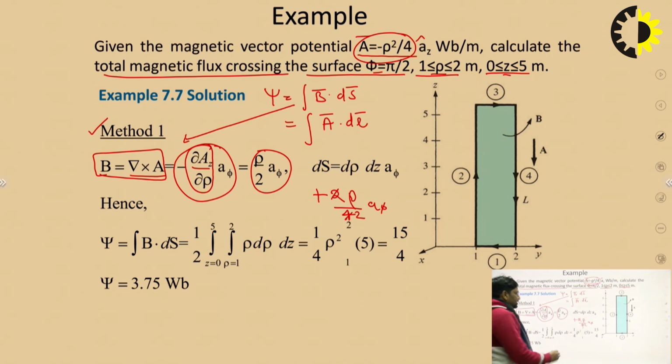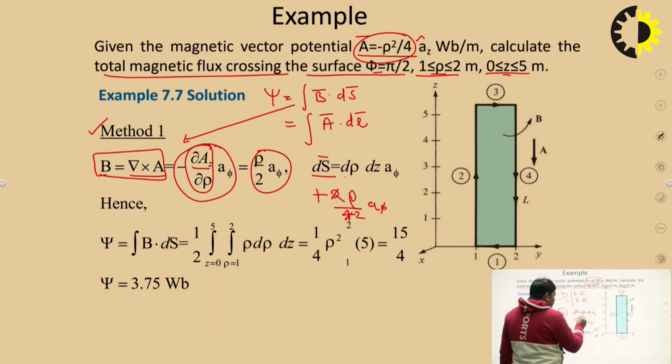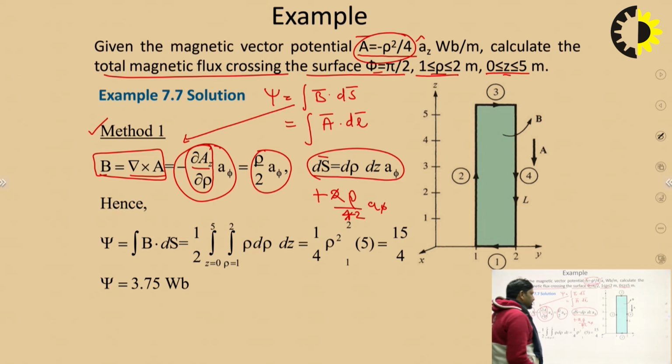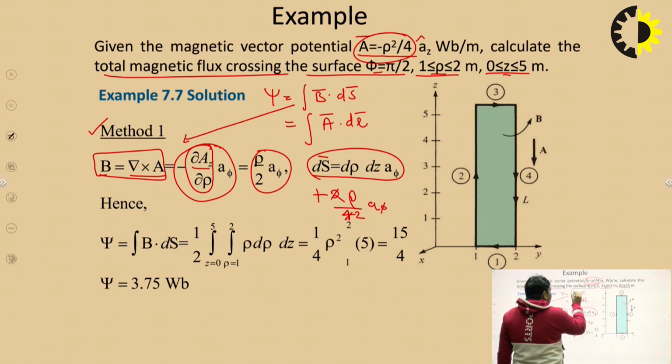And what is ds? ds is the differential surface area. The differential surface area is a vector quantity. So psi is equal to B dot ds, where B is del cross A, and this A is defined in the az direction, while B is in the a phi direction.